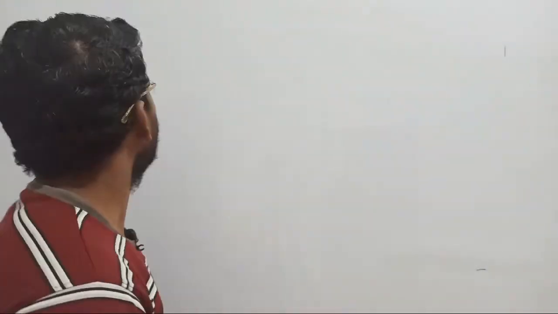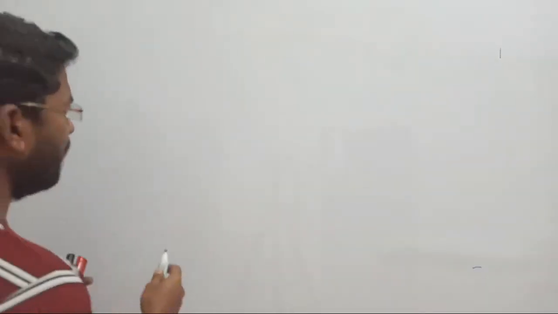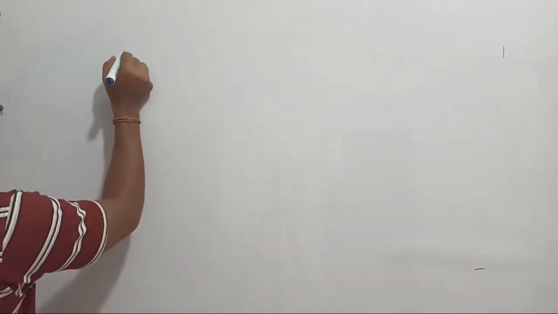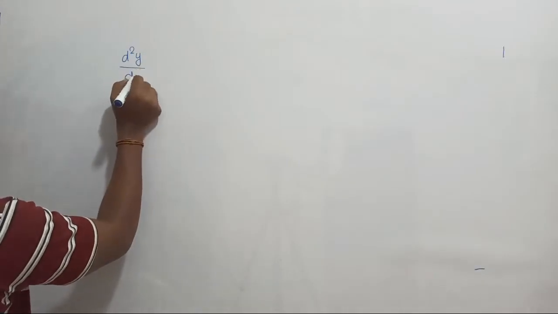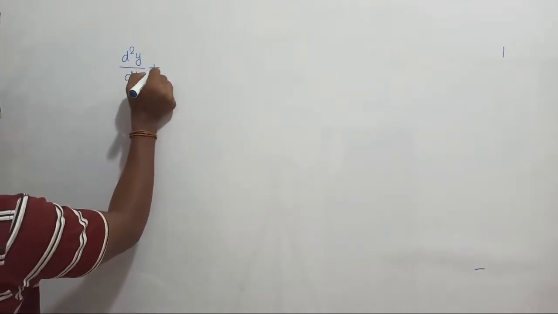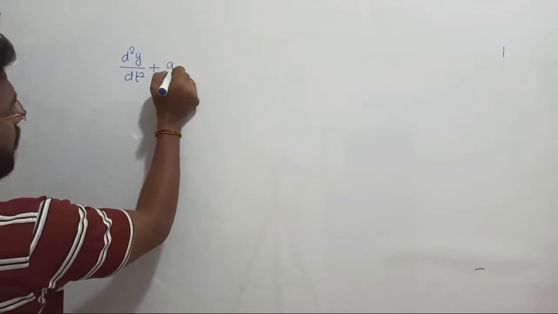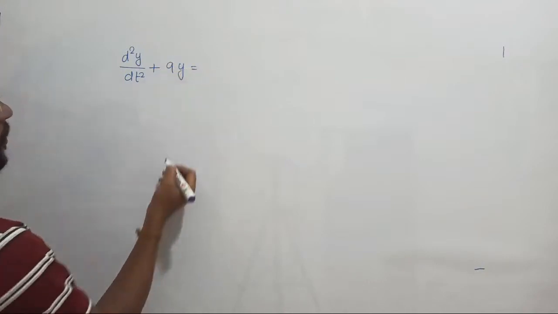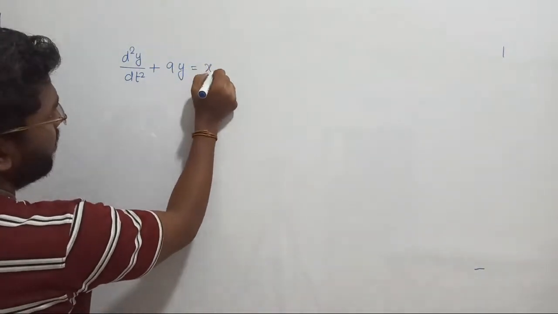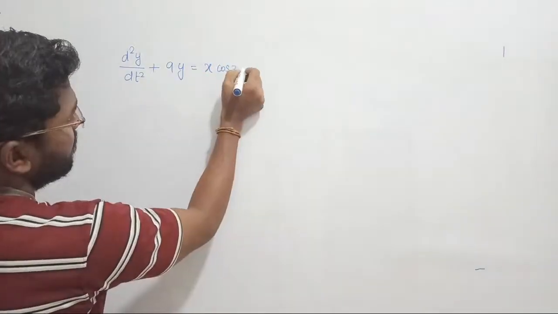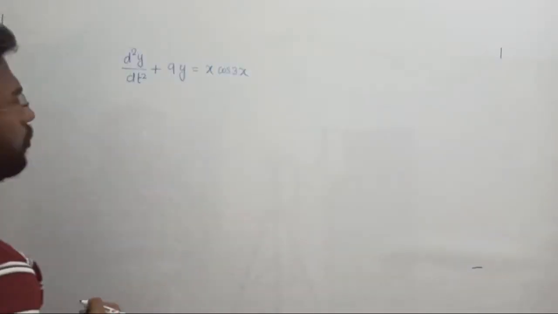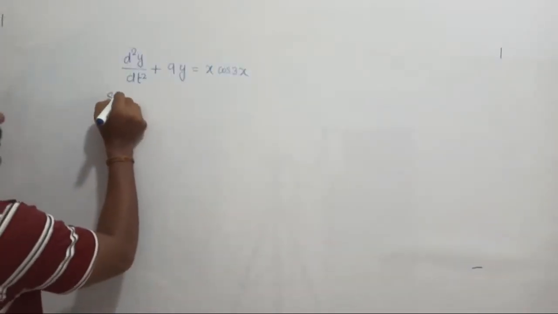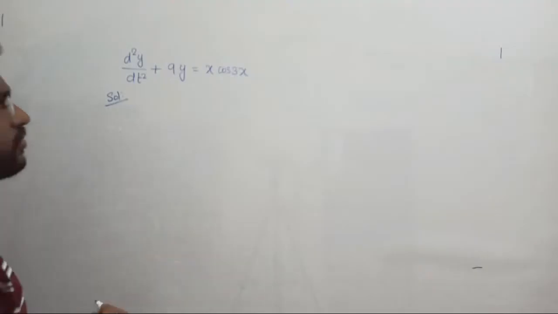Okay, what we saw, I will take some other example because I don't remember that question. Let us consider I have a function like d square y upon dt square plus 9 times y equal to, let us take some value, that is x into cos 3x. Assume I have some function like this. Now the question is we have to find out the solution for this function. How do we find the solution?